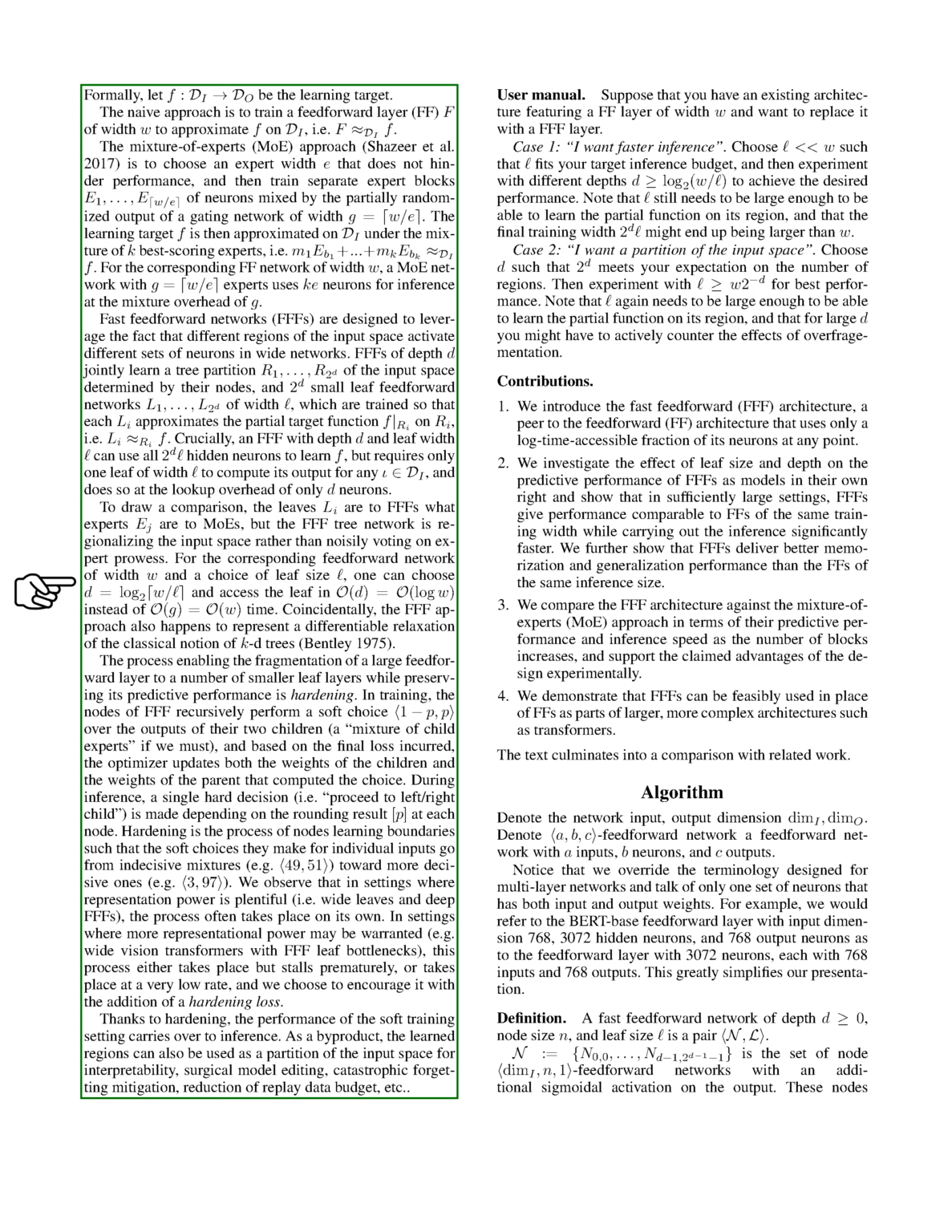Hardening is the process of nodes learning boundaries such that the soft choices they make for individual inputs become more decisive. We've observed that in settings where there's plenty of representation power, i.e., wide leaves and deep FFFs, the hardening process often happens naturally. In settings where more representational power may be needed, this process either happens but stalls prematurely, or happens at a very slow rate. In these cases, we choose to encourage it with the addition of a hardening loss. Thanks to hardening, the performance of the soft training setting carries over to inference.